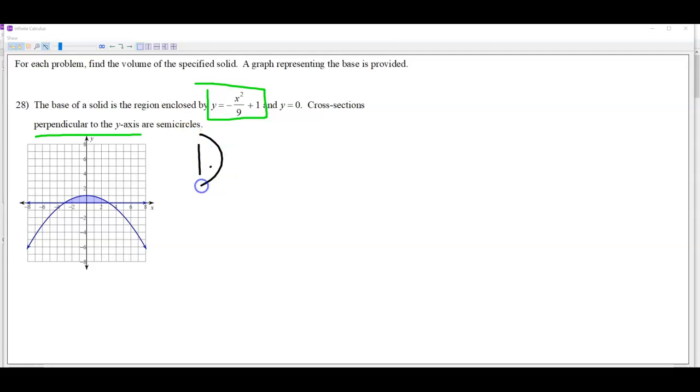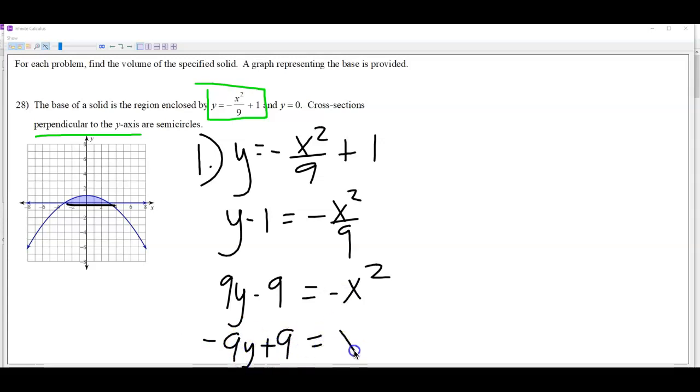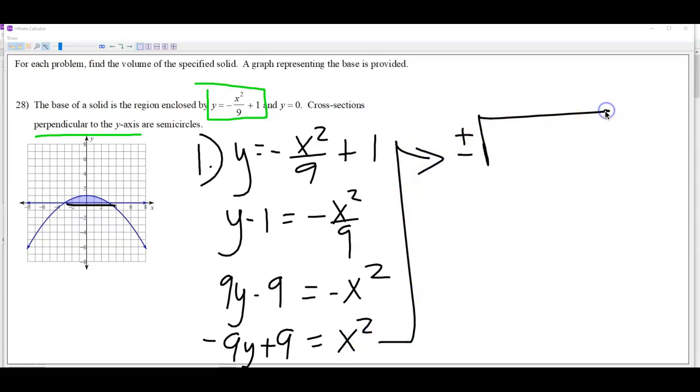So step 1, for the base, we want to go horizontally, and when we go horizontal, we need to get the x by itself. So the first thing I would do to get x by itself is I would subtract the 1 on both sides. Then I would multiply everything by 9. Then I would get rid of this negative by multiplying everything by a negative. And then I would take a square root on both sides. And when you take a square root, don't forget you do get a plus and a minus.